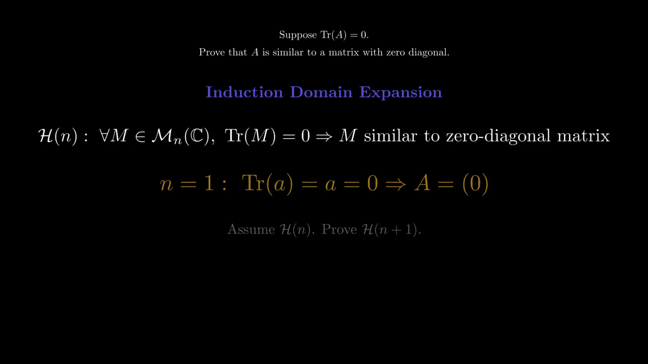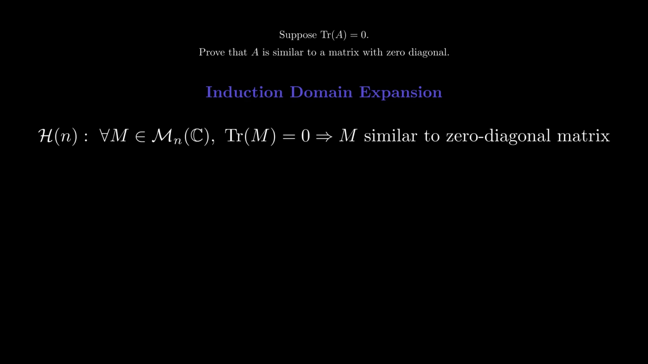Induction domain expansion activated. Base case, a domain of size 1. If the trace is 0, the single entry is already 0. No barrier here. But for a domain of size n, the candidate must assume the technique already works one dimension smaller, and force the same result to hold here too.